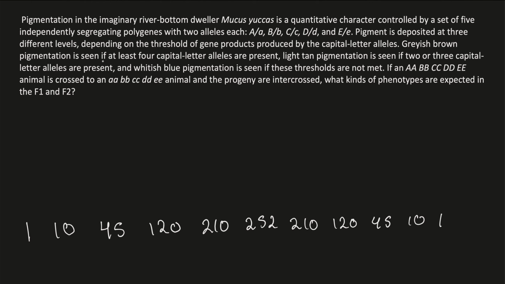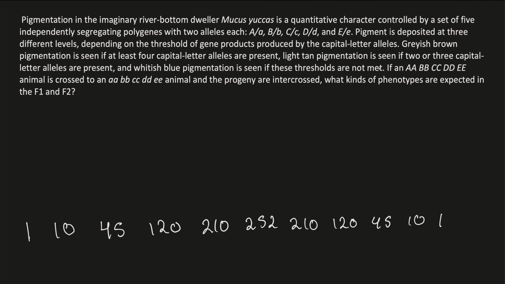So grayish brown pigmentation is seen if at least 4 capital letters or alleles are present, right? So if you have 4, 5, 6, 7, 8, 9, 10, then you have the grayish brown pigmentation. Light tan is if you have 2 or 3 capital letters, and then whitish blue is seen if those thresholds are not met. So if you have 0, 1, or 2.